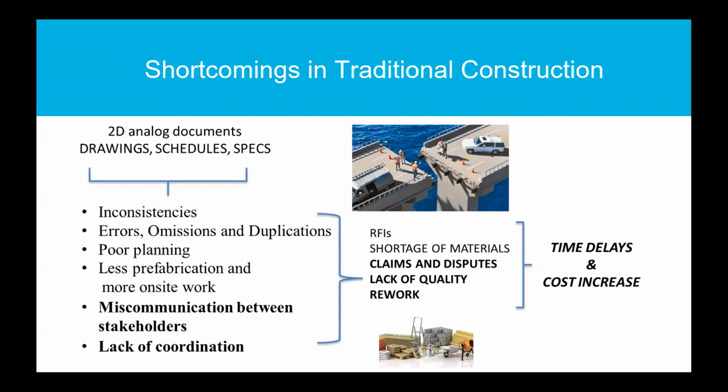The construction industry doesn't like prefabrication. They would like more on-site work; they produce on-site. However, due to these 2D analog documents, less prefabrication, and again, miscommunications between the stakeholders and lack of coordination, we end up, as Laura and Austin and Haitham mentioned, with a lot of RFIs, shortage of materials, claims and disputes, and unfortunately lack of quality and rework. So basically, we end up like a bridge with nothing meeting at the ends, and this results in time delays and cost increase.